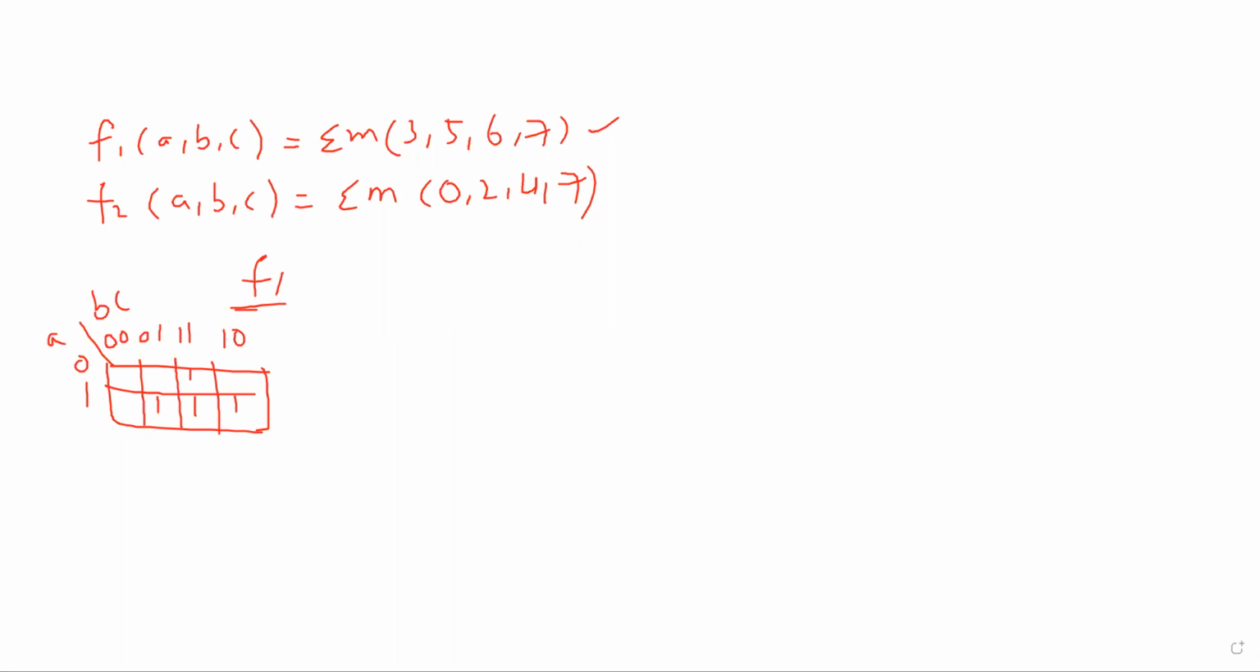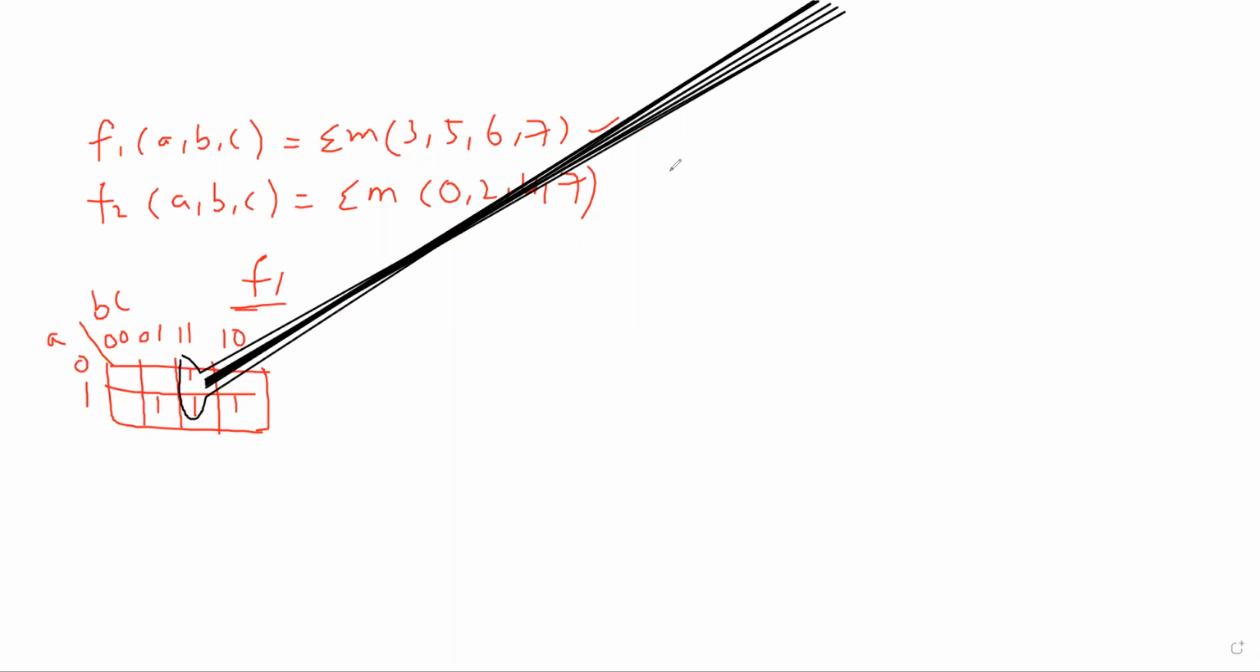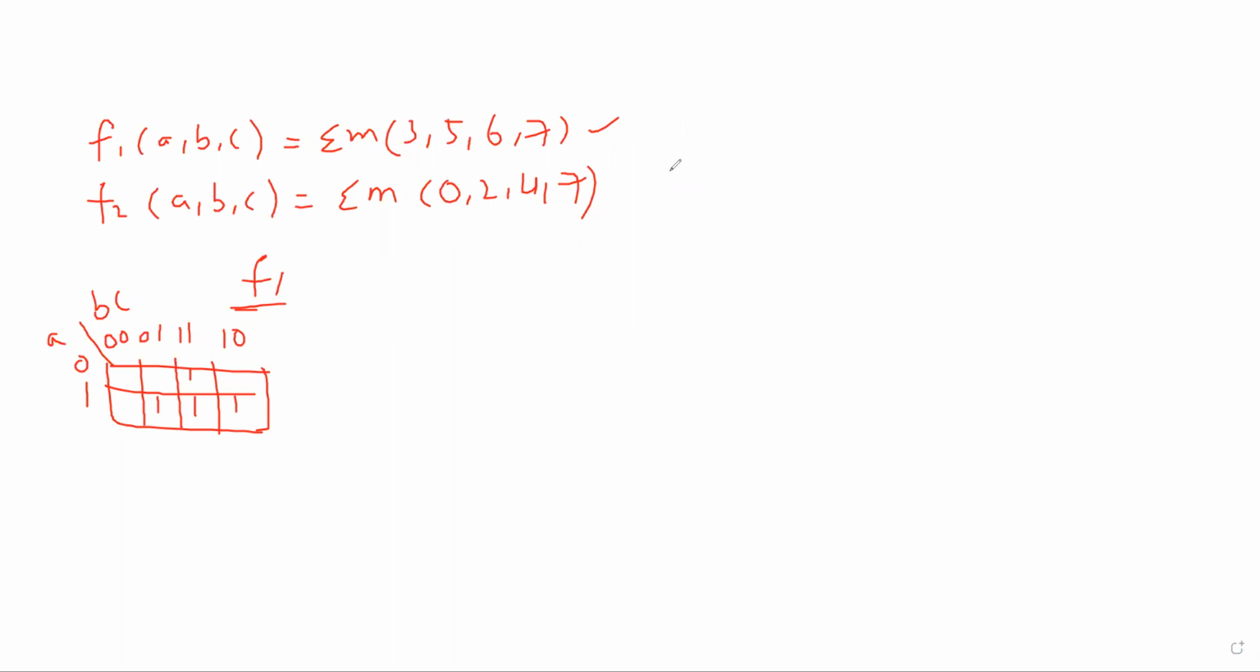Once again, this is the third position, fifth position, sixth position, seventh position. Now I'm going to group them. Observe very carefully. This is one group, this is another group, and this is another group. Since I'm grouping with the given data, I can say it is f1 in true form.